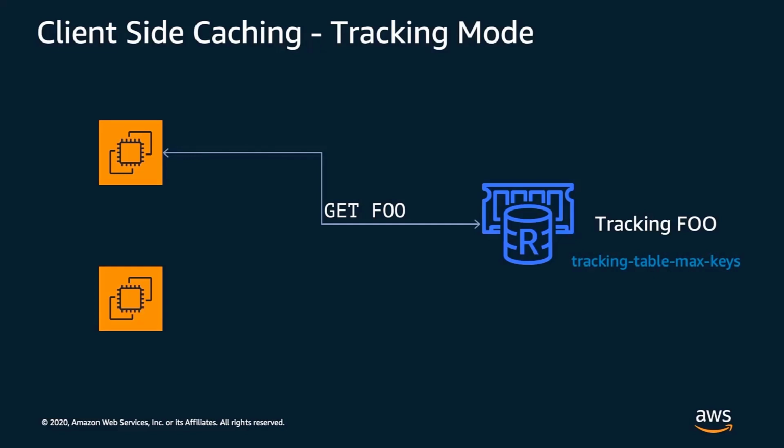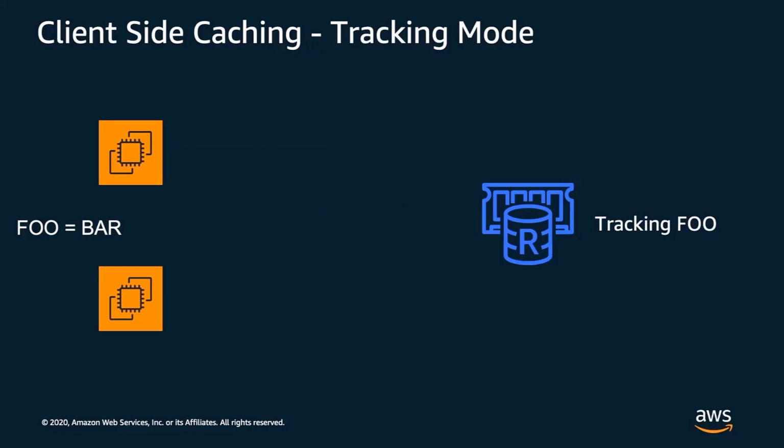So we can see that the value is bar from the server, and now the client knows that it can serve the value of that key to the application rather than going back to Redis, because it knows that until the key is invalidated, it has the correct value. Now let's say another client sets foo to a value of bars.